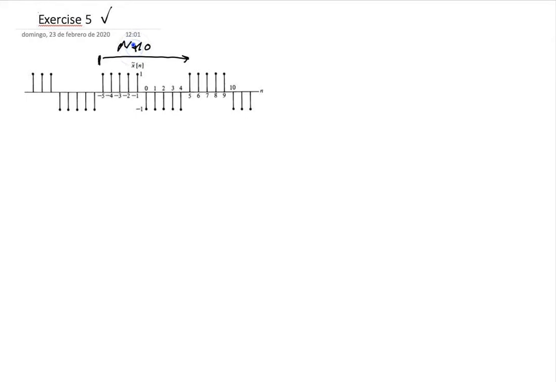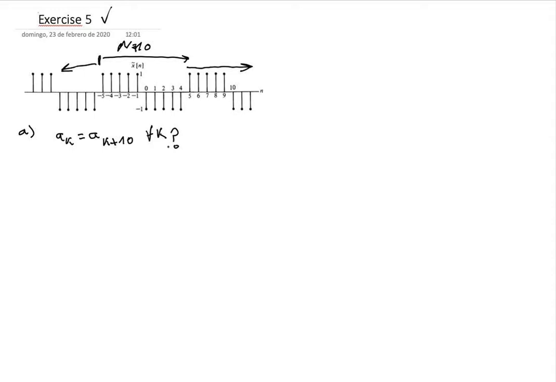Sorry, here it's going slower. 1, 2, 3, 4, 5, 6, 7, 8, 9, and 10. So every 10 samples we have the same signal to the left, to the right, and also to the left. Okay. So in number 8, they ask us the following. They say a sub k. We have to say if it is true or false that a sub k equals a sub k plus 10 for all k.